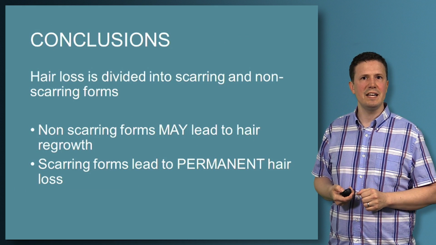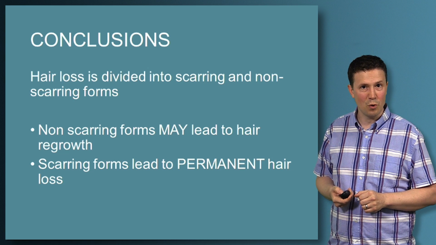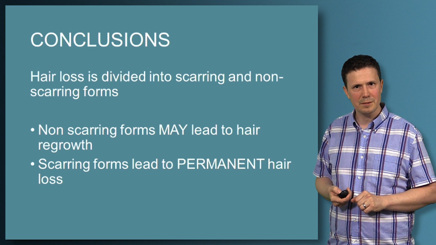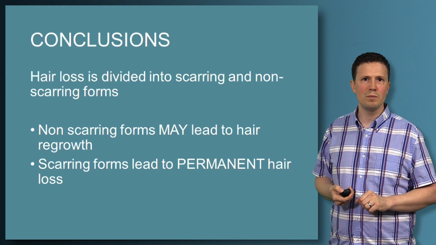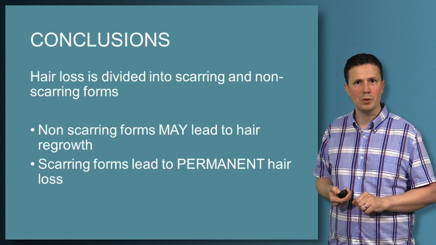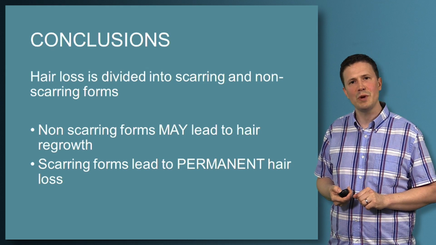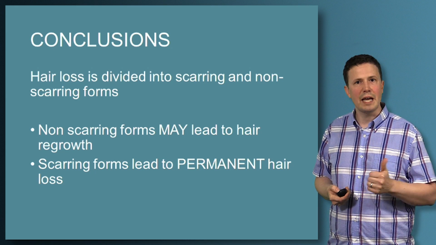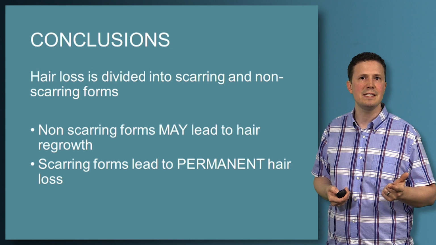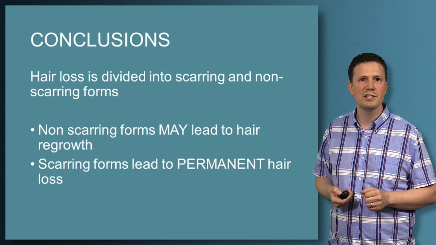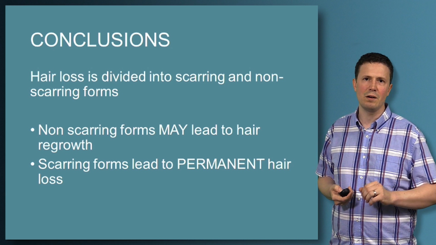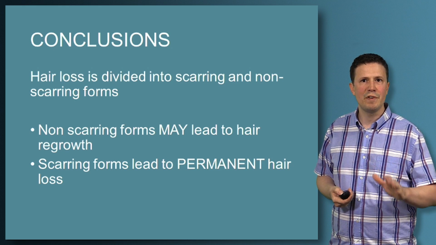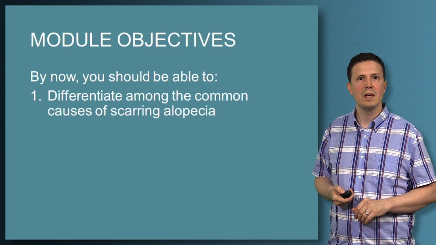Hair loss is divided into scarring and non-scarring forms. This particular module focused on the scarring alopecias. The non-scarring forms, which I reviewed in a previous module, may have the potential to regrow with treatment. The scarring hair loss conditions, like lichen planopilaris, CCCA, and folliculitis decalvans, usually lead to permanent hair loss, and treatment helps alleviate symptoms and helps prevent further hair loss.